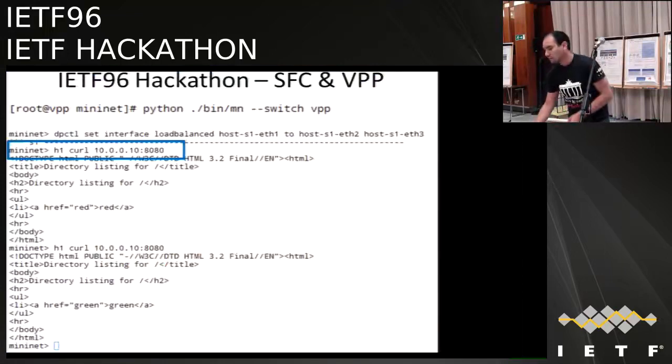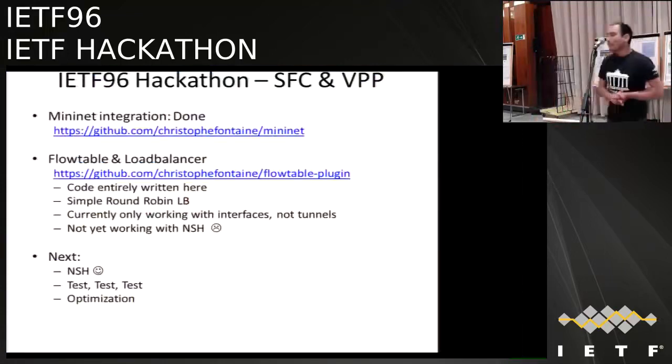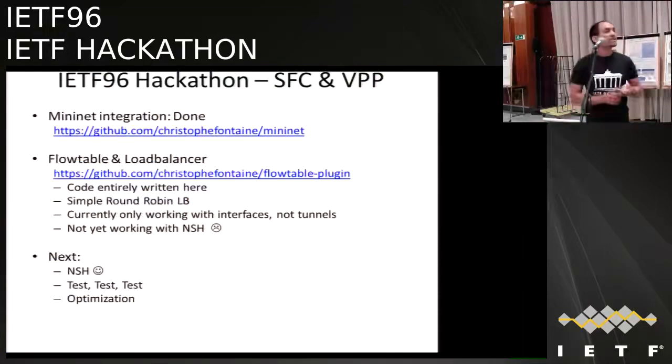So those were a bit different slides. So what did we achieve? We achieved, of course, the minimum integration, as you saw. We also integrated and created the filter within VPP. And well, what's next? Today we do not support NSH yet. That's the next step. And of course, test, optimize, and finally put it into Gerrit for the VPP project. Thank you.